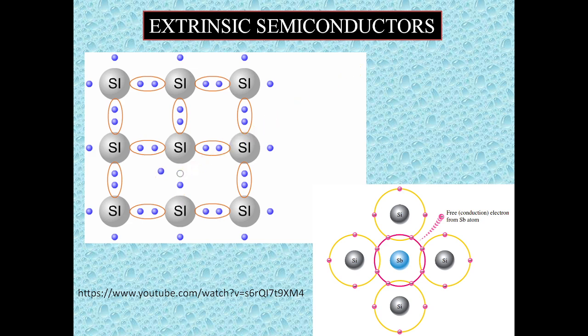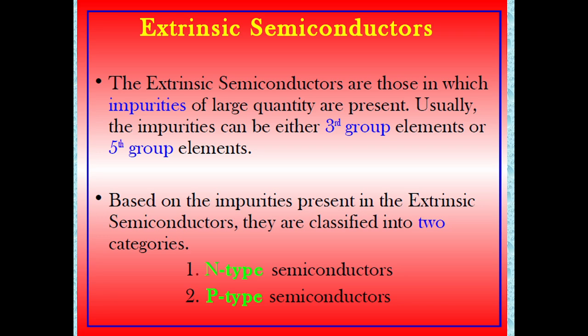One type is accepting and the other is donating. Because of that, they are divided into two categories: one is the n-type semiconductor, the other is the p-type semiconductor. N-type means it donates electrons, so there will be more free electrons. In the accepting type, holes will be created. So there is creation of both free electrons as well as free holes, which produces two different types: the n-type semiconductor and the p-type semiconductor.